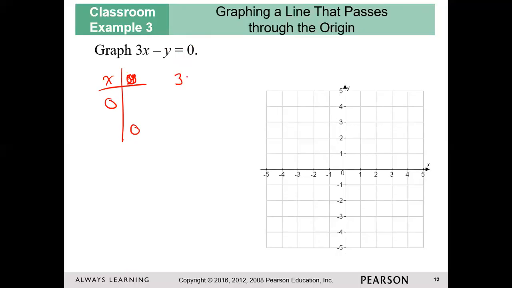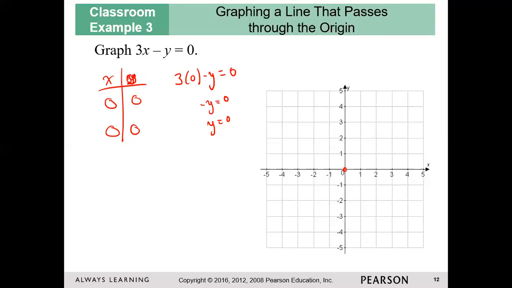So we get 3 times 0 minus y is equal to 0. And then negative y is equal to 0, which means y is also equal to 0. So there's your point 0, 0, which means your line is crossing at the origin. Your x and y intercepts are going to be exactly the same. There's no point in substituting 0 in for y because you already have it right here. You already know what its corresponding x value is going to be. It's going to be 0.